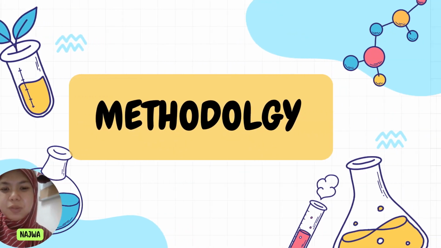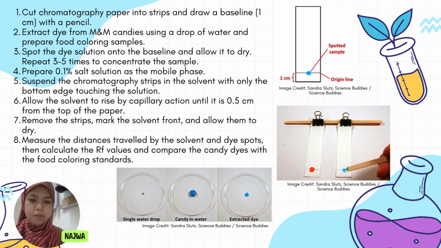So the next one is methodology. Here is the procedure of the experiment with M&M on chromatography paper. First, cut chromatography paper into strips and draw a baseline with a pencil. Second, extract dye from M&M candies using a drop of water and prepare the food coloring sample. Next, apply the dye solution onto the baseline and allow it to dry, followed by preparing 0.1% salt solution as the mobile phase, and then suspend the chromatography strips in the solvent with only the bottom edge touching the solution.